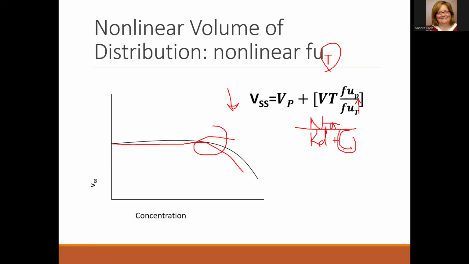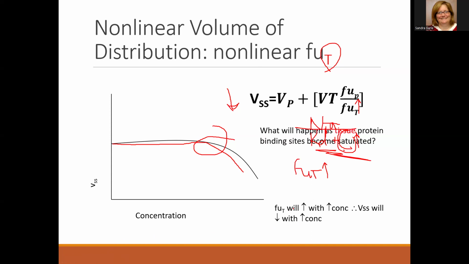once this concentration becomes in the same range as KD, it will start to, as the concentration increases, the tissue binding sites will be overwhelmed, and the fraction unbound in tissue will increase, won't it? So, same idea. What happens? The tissue binding sites, as they become saturated, fraction unbound in tissue will increase, and with increasing concentration, the VSS will decrease with increasing concentration.